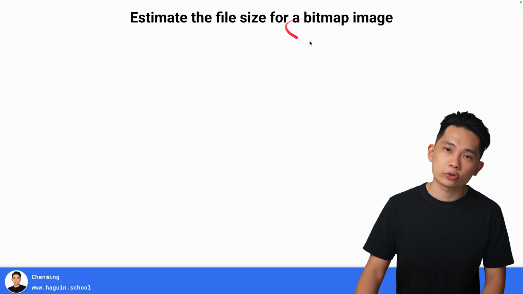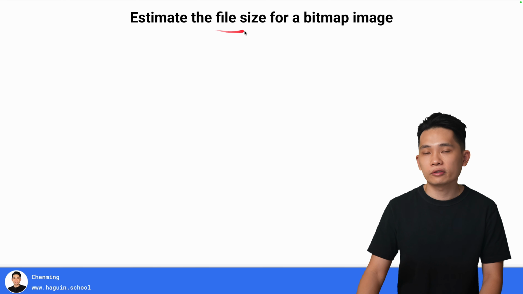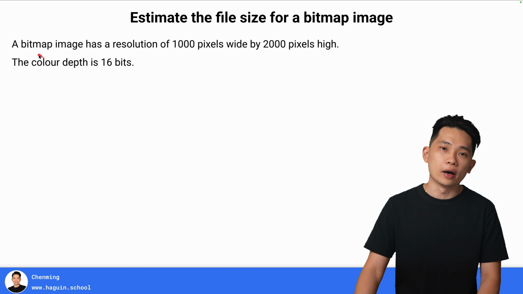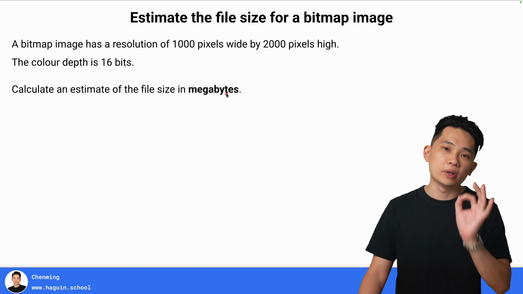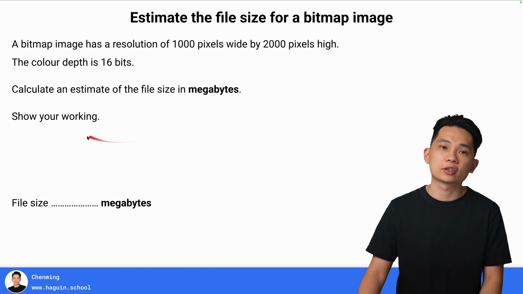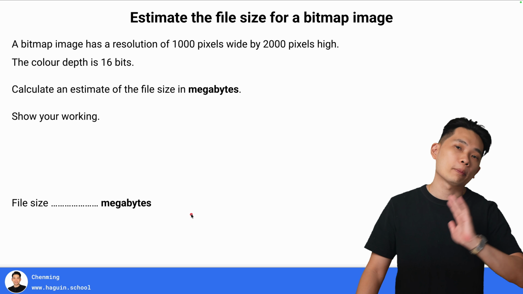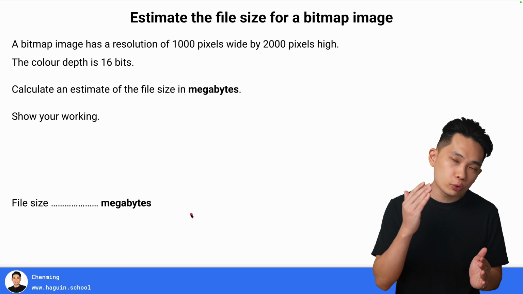And this last question is for you here. Estimate the file size for a bitmap image. And the question will be, a bitmap image has a resolution of 1000 pixels wide by 2000 pixels high. The color depth is 16 bits. Calculate an estimate of the file size in megabytes here. So the solution has to be in megabytes here. And next, show your working, and the file size is equal to what megabytes here. So feel free to refer back to my previous example and see if you can solve this question here.